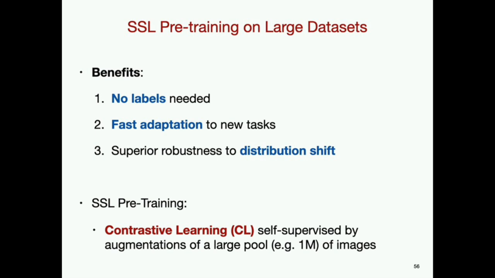And for example, we can think of a method like contrastive learning as one of the best performing self-supervised learning pre-training methods. And here, essentially, you learn through the self-supervision provided by the augmentations of a large pool of images or text data. And here you can think of methods like SimCLR, etc. No worries if you're not familiar with contrastive learning, because I'm going to describe it now in the next slides.